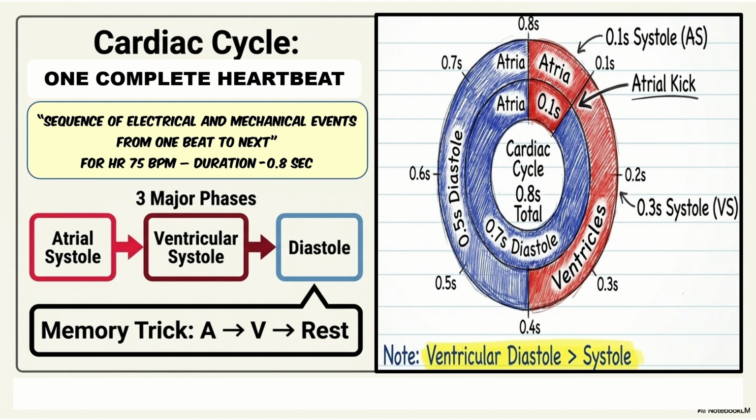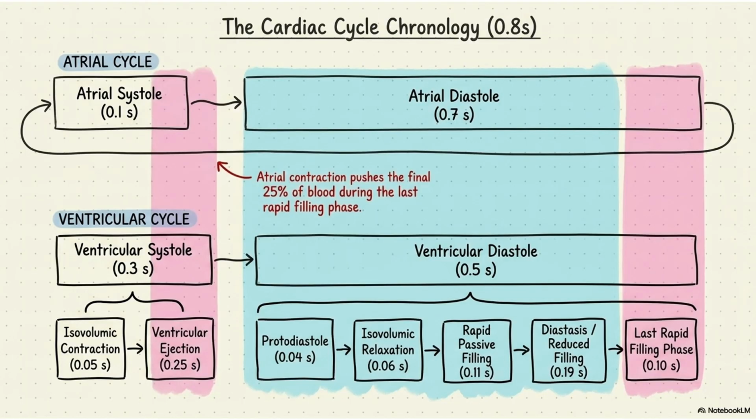On the right side, you have to draw this diagram of phasic changes in the atria and ventricle. This circular diagram shows the inner circle of 0.1 second of atrial systole and 0.7 second of atrial diastole. Now the outer circle shows ventricular systole for 0.3 and ventricular diastole for 0.5. Let's see these phases in detail.